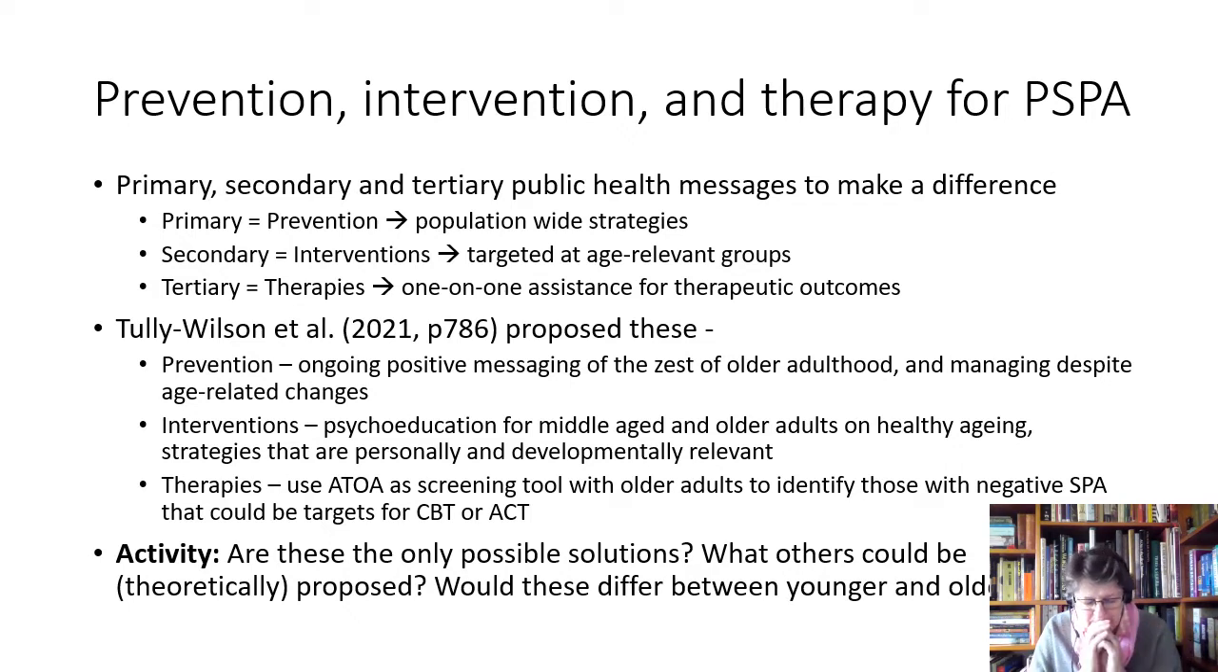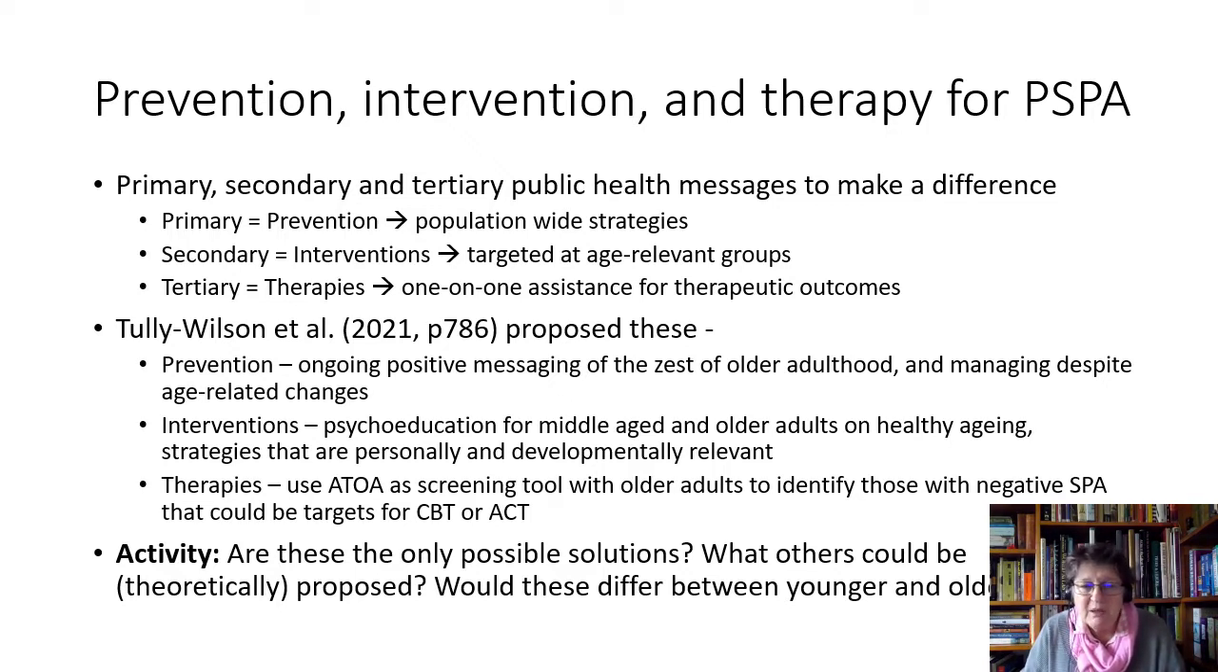Now we're thinking about the last part before we get into the, I'm fairly sure it is anyway, primary, secondary and tertiary public health messages to make a difference. So primary is really that prevention strategies. Think about population-wide. We want to prevent the problem occurring in the first place. Interventions are, now people are at that age, how are we going to go? Therapies, of course, are one-to-one, that therapeutic outcome. Someone who then has that disease or illness or condition.